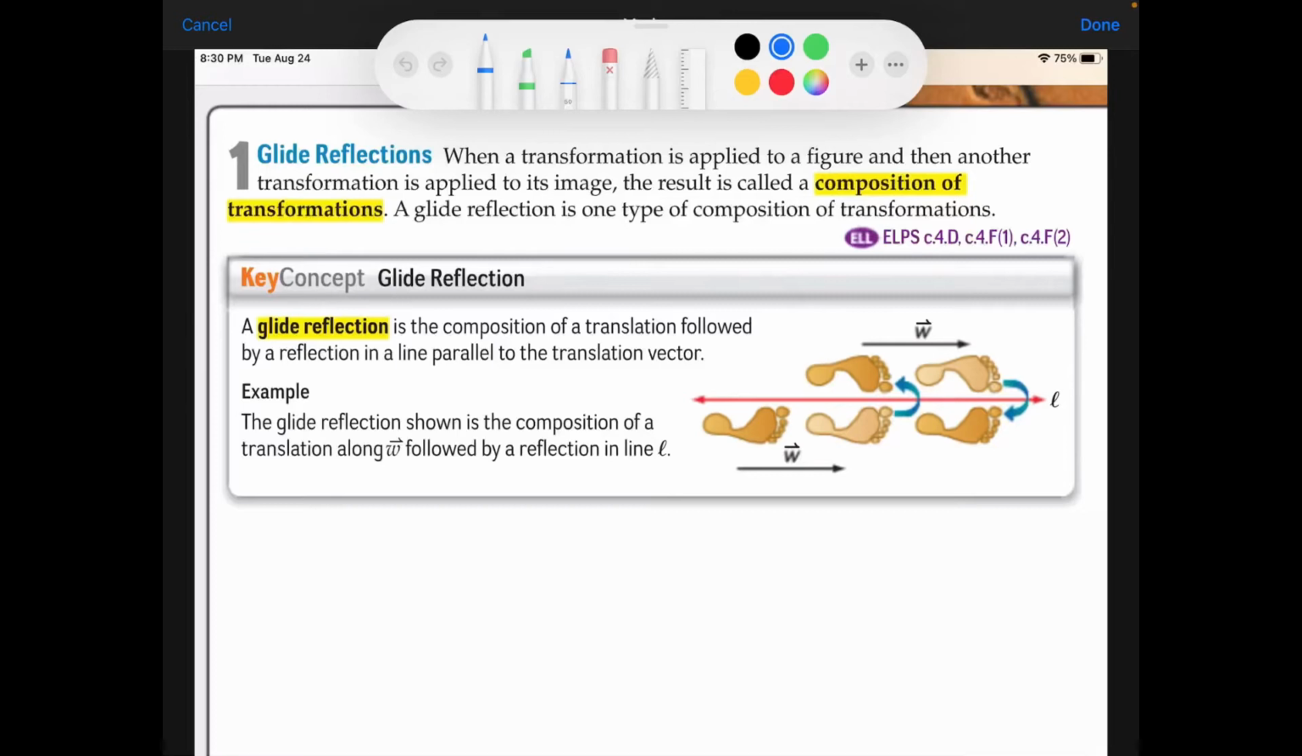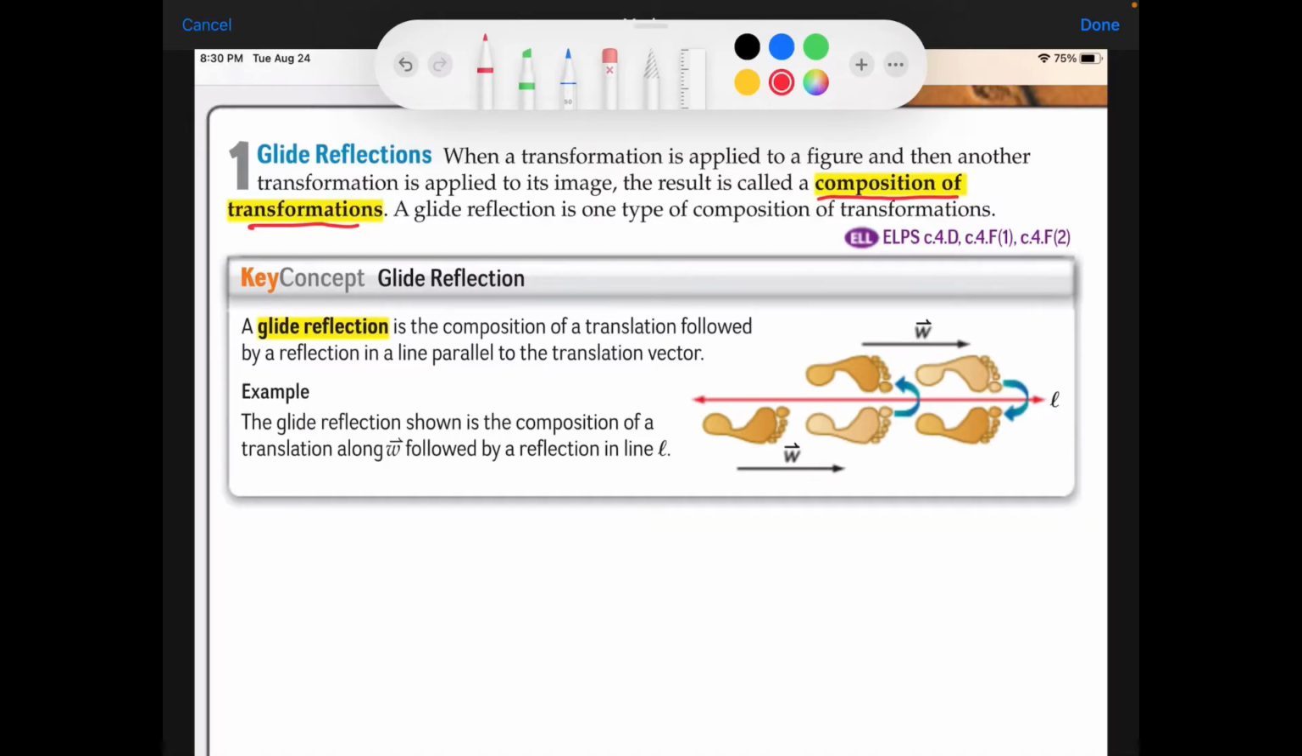So now that we've covered a few transformations, now we're going to talk about putting them together. And putting them together means we call this a composition of transformation because composition means putting things together, right? So now we're not just going to do a translation, we're not just going to do a reflection. Now we're going to do both. And so we'll have two different transformations happening one after the other.